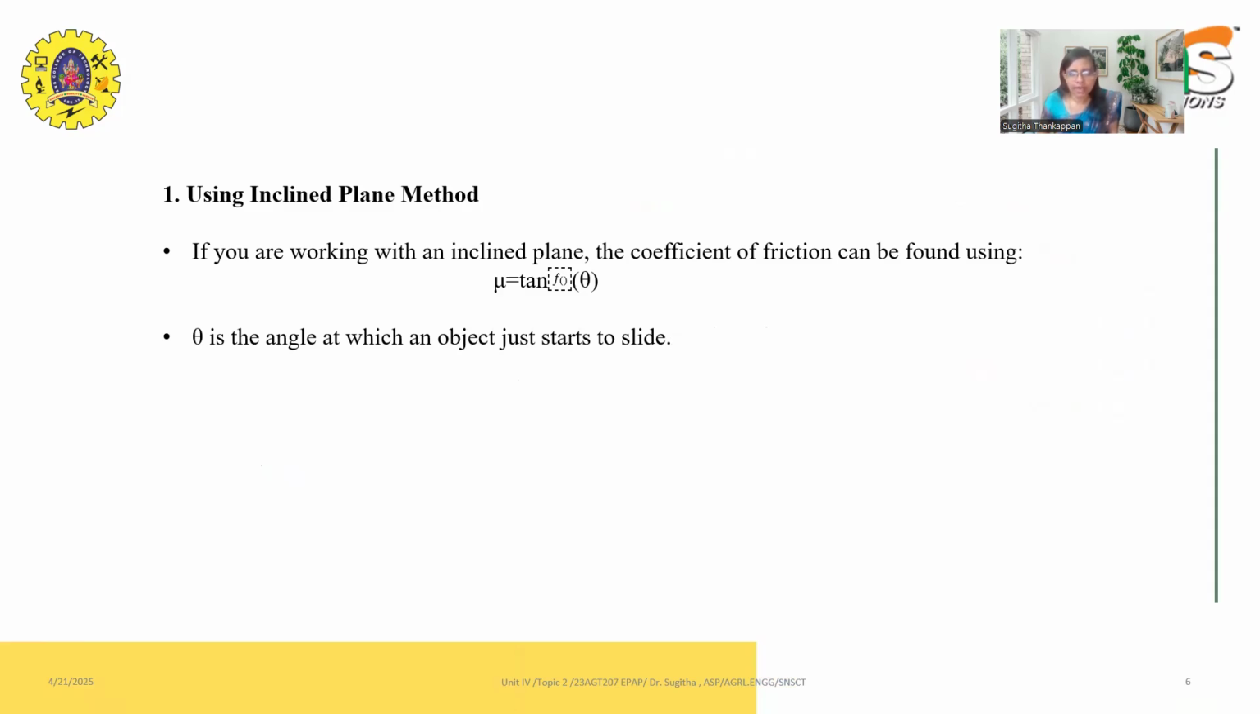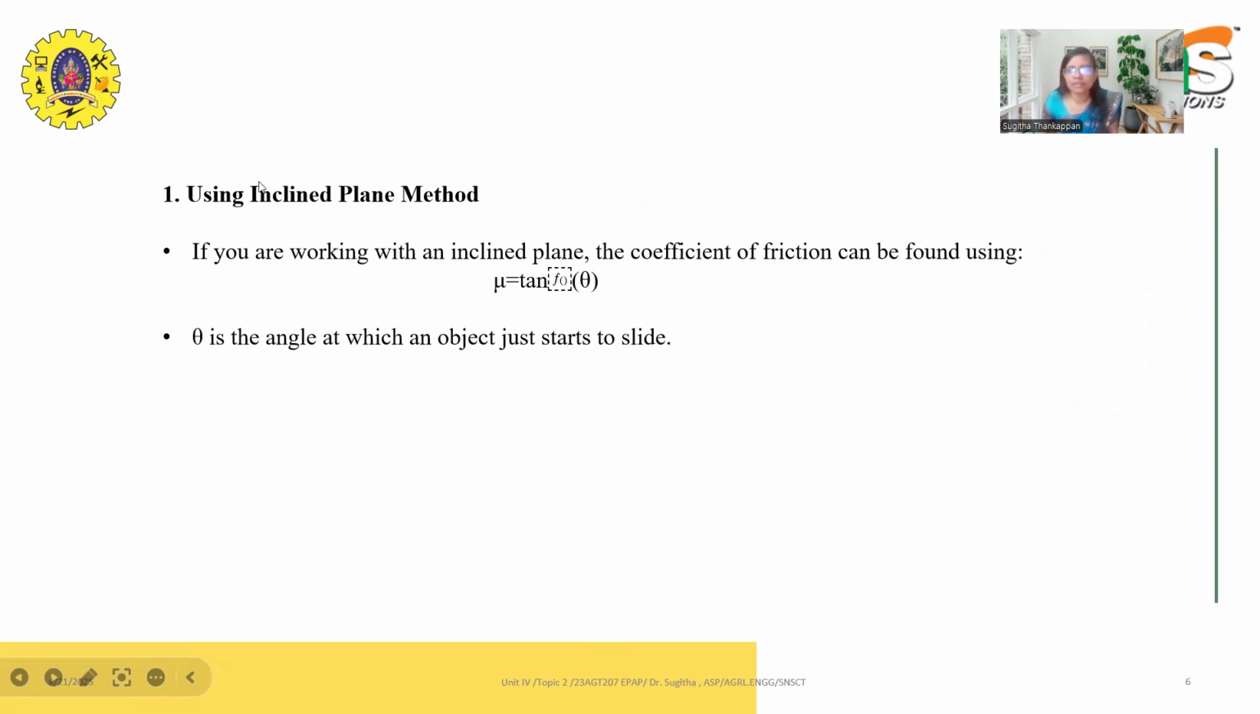How is it calculated? One method is using an inclined plane method. So everyone knows an inclined plane, right? If you are working with an inclined plane, you can work out the coefficient of friction using the formula mu is equal to tan theta. Already we know what theta is: theta is the angle at which an object just starts to slide.